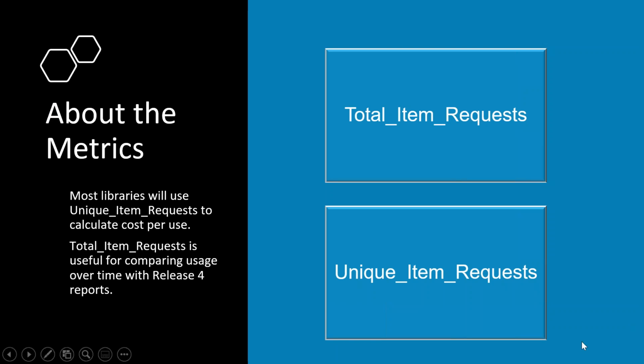Most libraries, if you're looking to calculate cost per use, the most useful metric to use is unique item requests. If you want to compare usage over time with your Release 4 reports, then the most useful metric to use is total item requests.